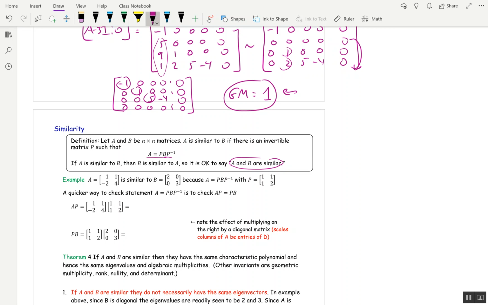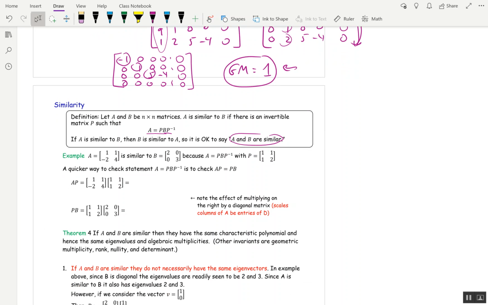Here's a quick check for similarity without having to find an inverse. Here are two matrices A and B, and I'm claiming they're similar because with P equal to this matrix, A is PBP inverse. Now, we could check that directly, but that would require finding P inverse and then on this side multiplying three matrices together. Nobody wants to do that. So multiply both sides of that equation by P and just check this. Is AP equal to PB? Well, I don't know. Here we go.